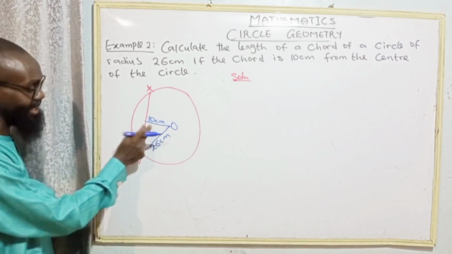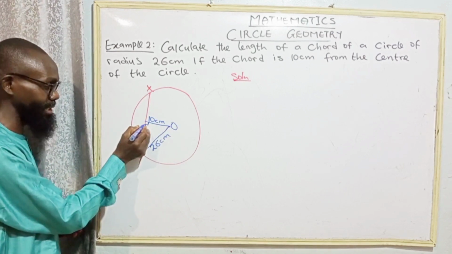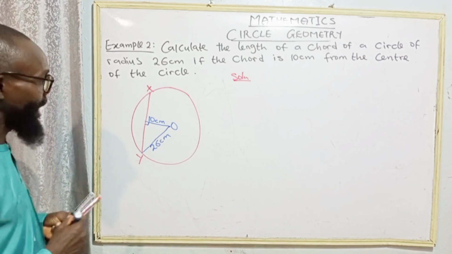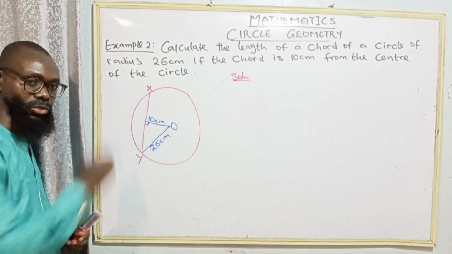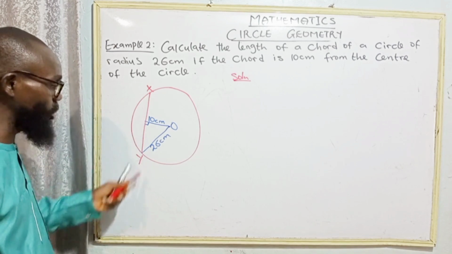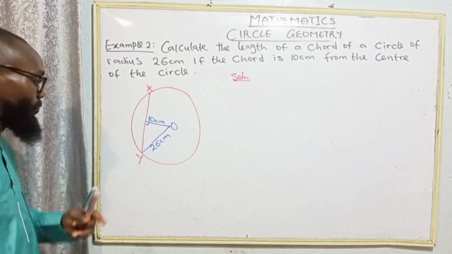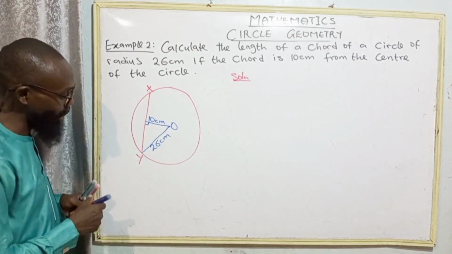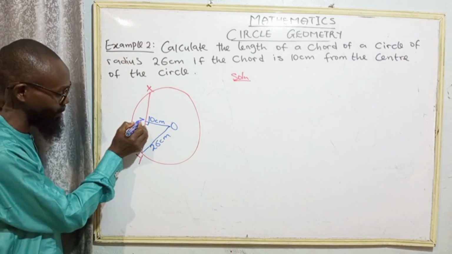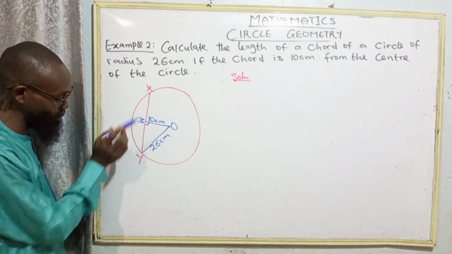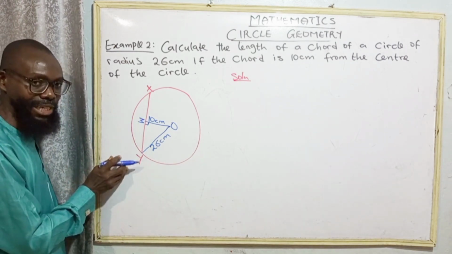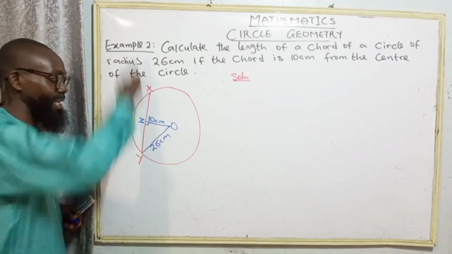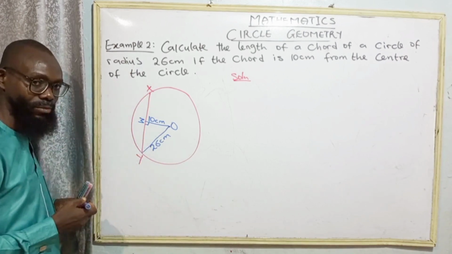So when we have a vertical and horizontal, we have a box 90. And don't forget, we are asked to find the length of this chord. And you cannot find the whole length of the chord except you first of all find the length of, let's call this one point M, the length of M to Y. Any answer you get, you multiply it by 2 to get the whole length of X, Y.